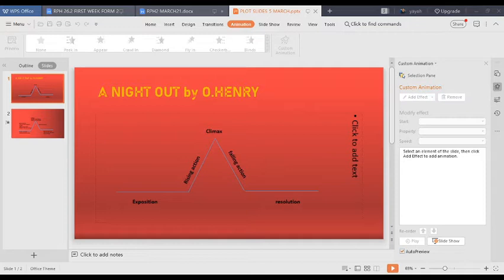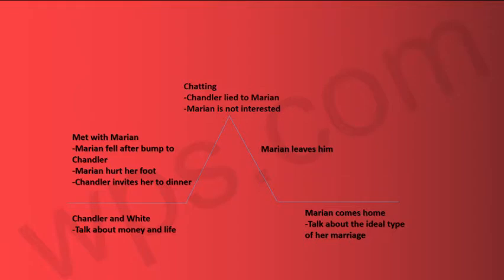So now let's see the plot line for A Night Out by O. Henry. In exposition, Chandler and White are introduced. Chandler is the main character. So what do they talk about? They talk about money and life.